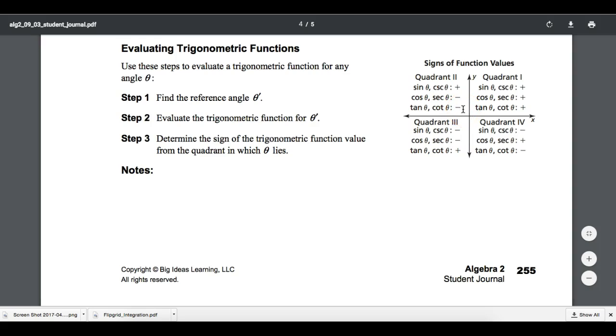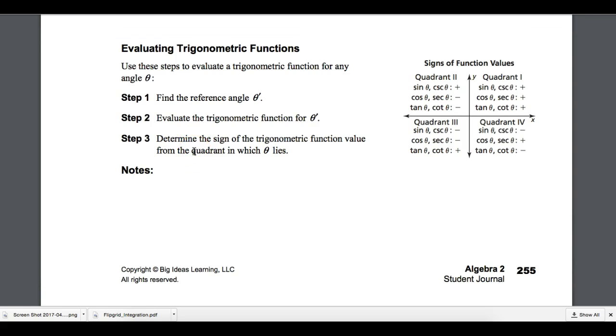Now, if we were finding the tangent of an angle whose terminal side lies in quadrant 3, then that would be positive. So these are the 3 steps you need to follow to evaluate trig functions using the reference angle. First, you find the reference angle. Remember, that's always going to be a positive angle between 0 and 90. The next step, evaluate the trig function, either the sine, cosine, or tangent of that angle. Third, find what quadrant your terminal side lies in, and then look at this chart to see which sign it's supposed to be.